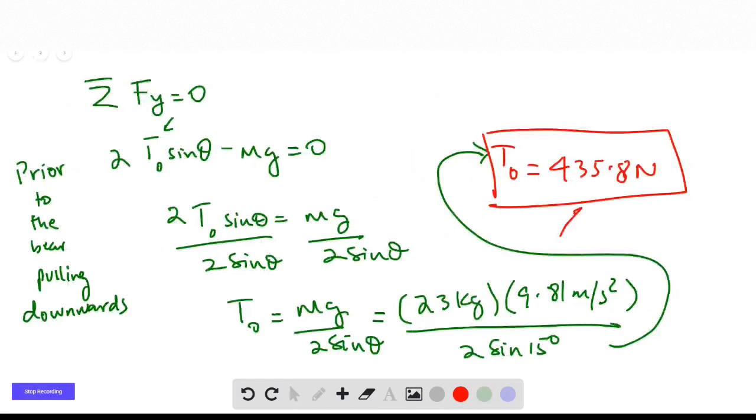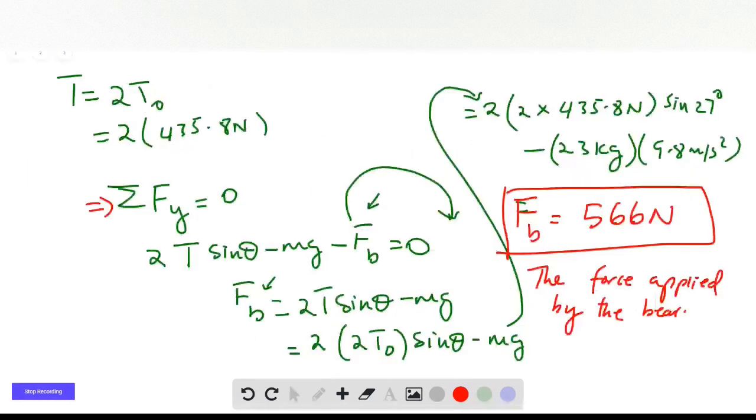So your sum of forces in the y is 0 because of equilibrium, and so we have 2T sine theta minus mg equals 0. So FB equals 2T sine theta minus mg, you simplify that, you get 566 newtons.